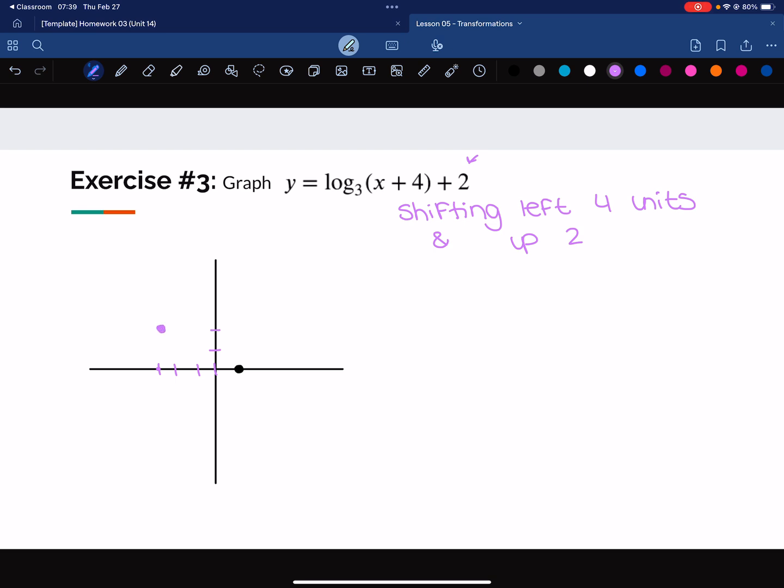So with that being said, I'm drawing my log. And what happens here is that x equals 0 was the asymptote for the parent. Remember, the horizontal shift is what moves it. So we're going 1, 2, 3, 4. My asymptote's at x equals -4, that means.